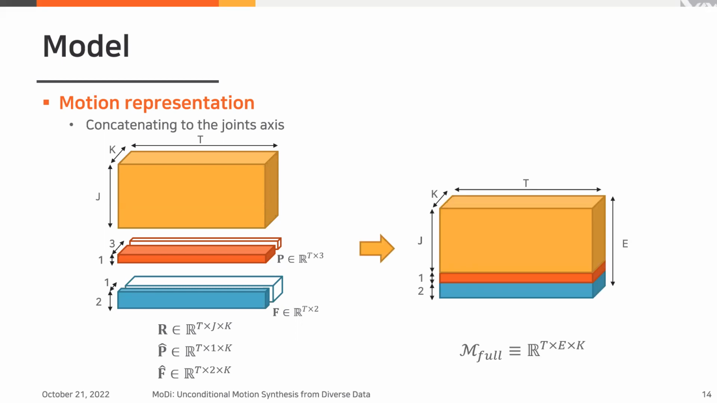And for the root positions P and foot contact labels F, they zero-pad the feature dimensions of them to the size of the rotation feature K, which makes all joint entities possess the same number of rotation features. Then they concatenate them and obtain the full motion space M. Here, E is J plus 3, which is the number of entities.